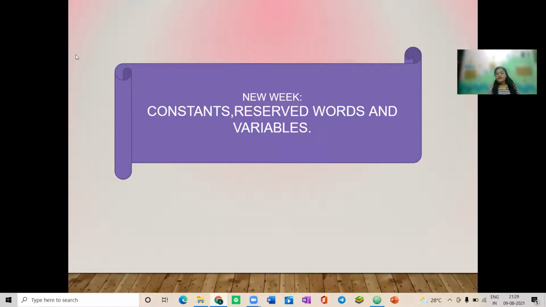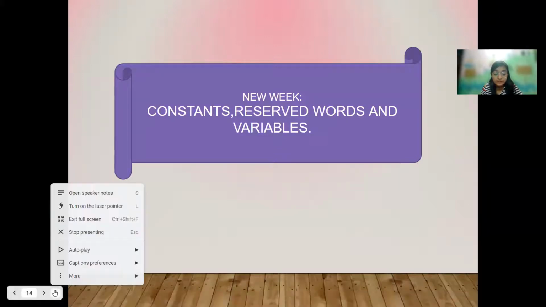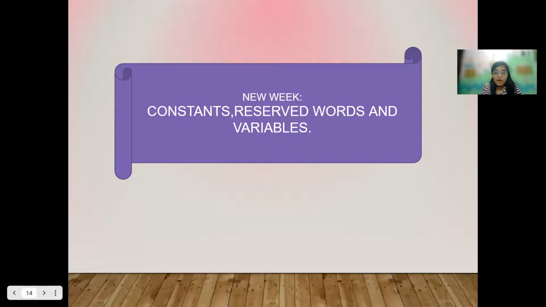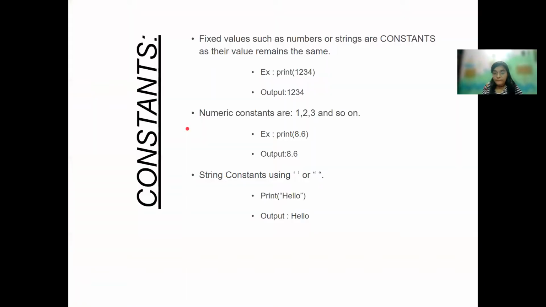So in this week, we are going to study a very generic topic about programming languages, be it Python, C, C++, or Java. What I am going to tell you in this lecture is used in any kind of programming language, right? It is basically constants, reserved words, and variables that I am going to make clear today. First of all, we are going to study what constants are.